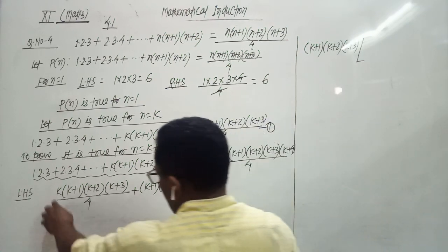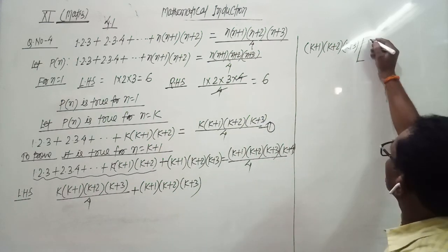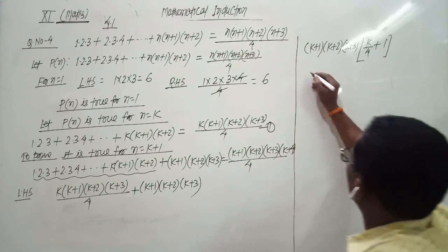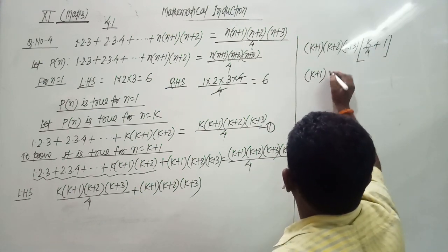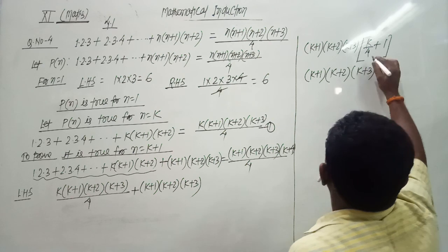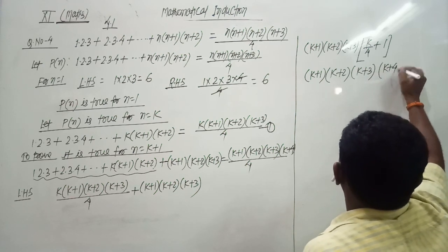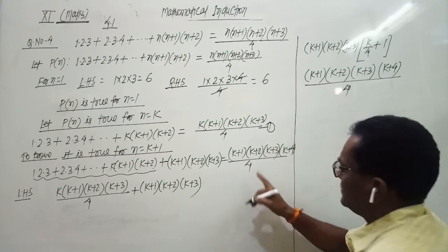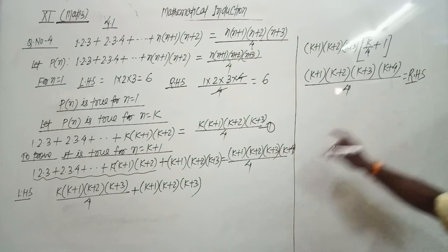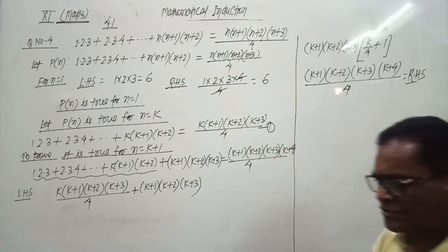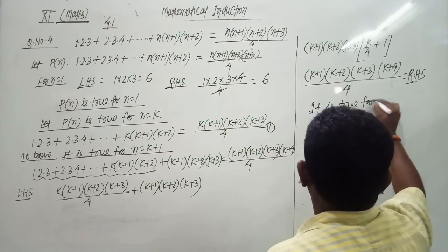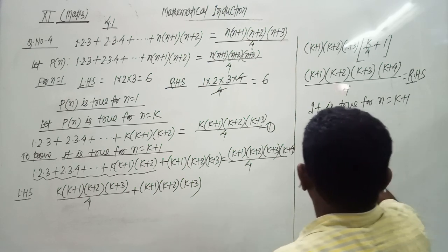So here we get k by 4 plus 1. Here we get 1 and k plus 1 into k plus 2 into k plus 3. By taking LCM, we get k plus 4 upon 4, which is RHS. So after solving, we get the RHS. So it is true for n equals k plus 1.